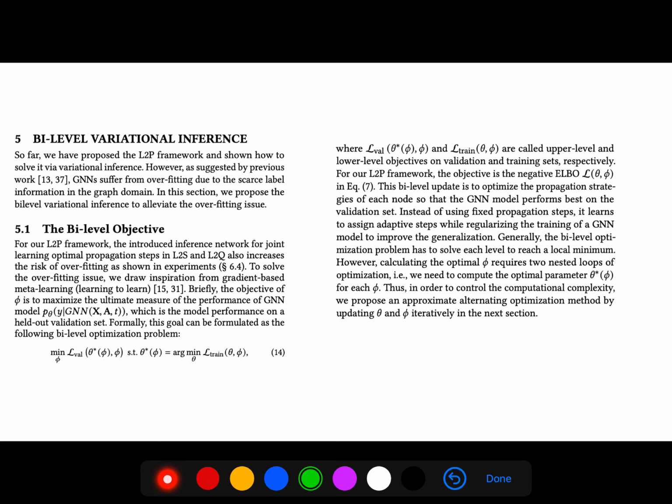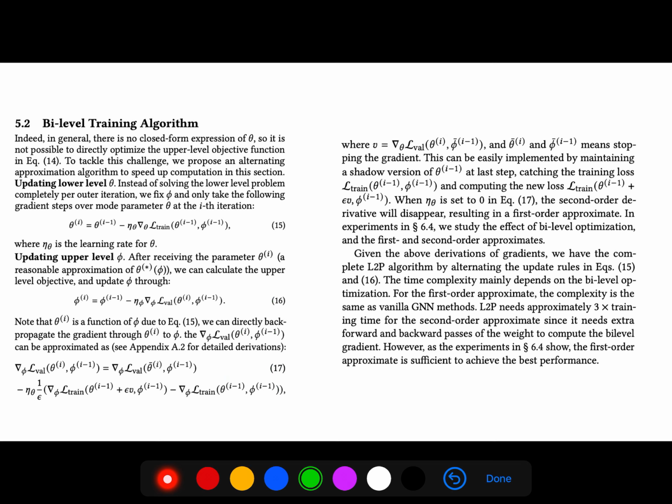So the introduced inference framework network for joint learning also increases the risk of overfitting. So they use this trick of train and validation to avoid it, using bi-level optimization. I mean, posing the problem as a bi-level objective. Otherwise, this is very straightforward. So we update the lower level and then update the upper level.